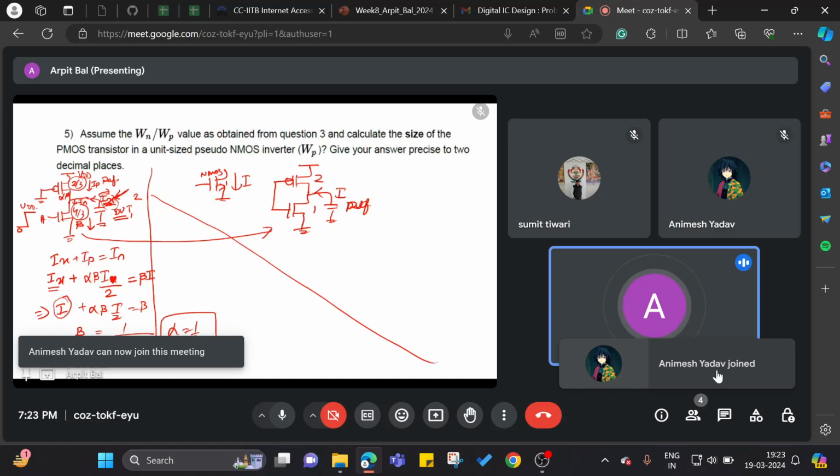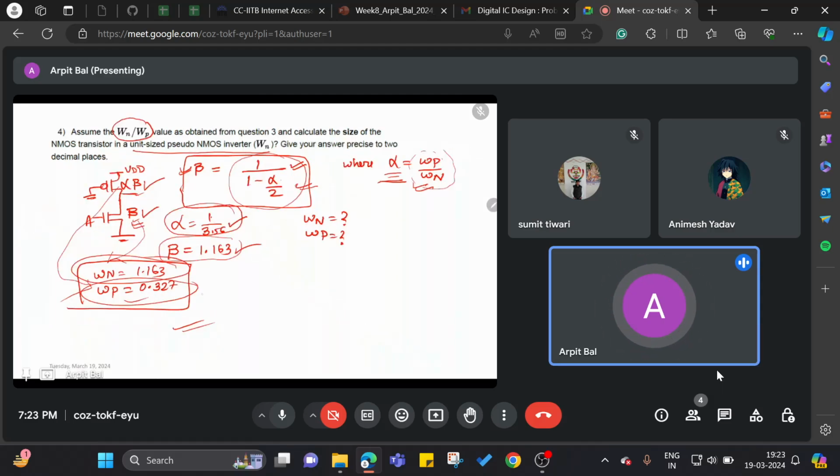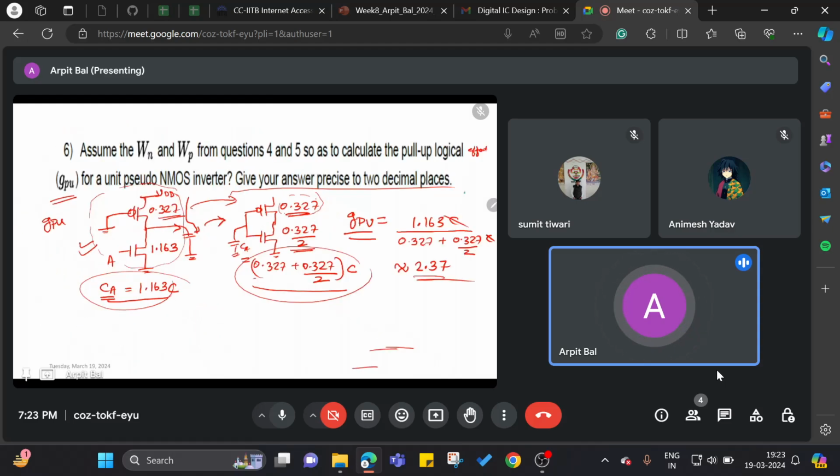Next, in this question we were supposed to figure out WP, and we have already figured it out in question number 4. So question number 5 is already done. In question 6 we were supposed to figure out the pull-up logical effort. We have the circuit given to us from question number 3, and we figured out the WP and WN values.